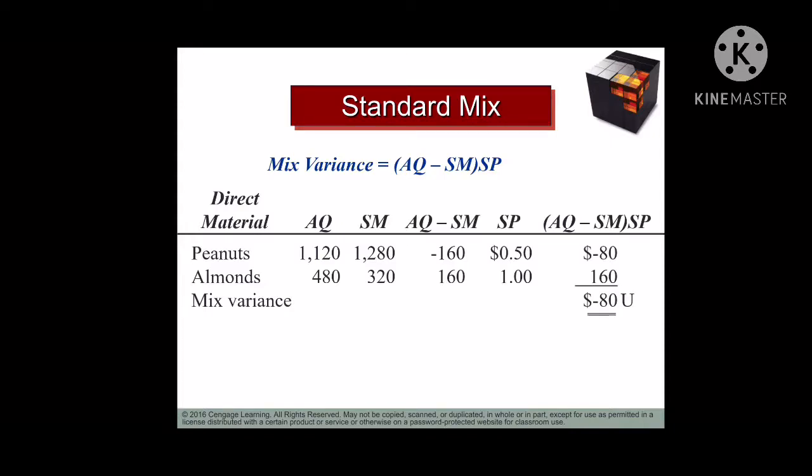Mix variance equals actual quantity minus standard mix, times standard price. For peanuts, actual quantity is 1,120, and for almond 480, with the standard mix being the amount we just calculated. Actual quantity minus standard mix gives negative 160 for peanuts and 160 for almond. Standard price is $0.5 for peanuts and $1 for almond. Multiplying, we get negative $80 for peanuts and $160 for almond. So the mix variance equals negative $80.